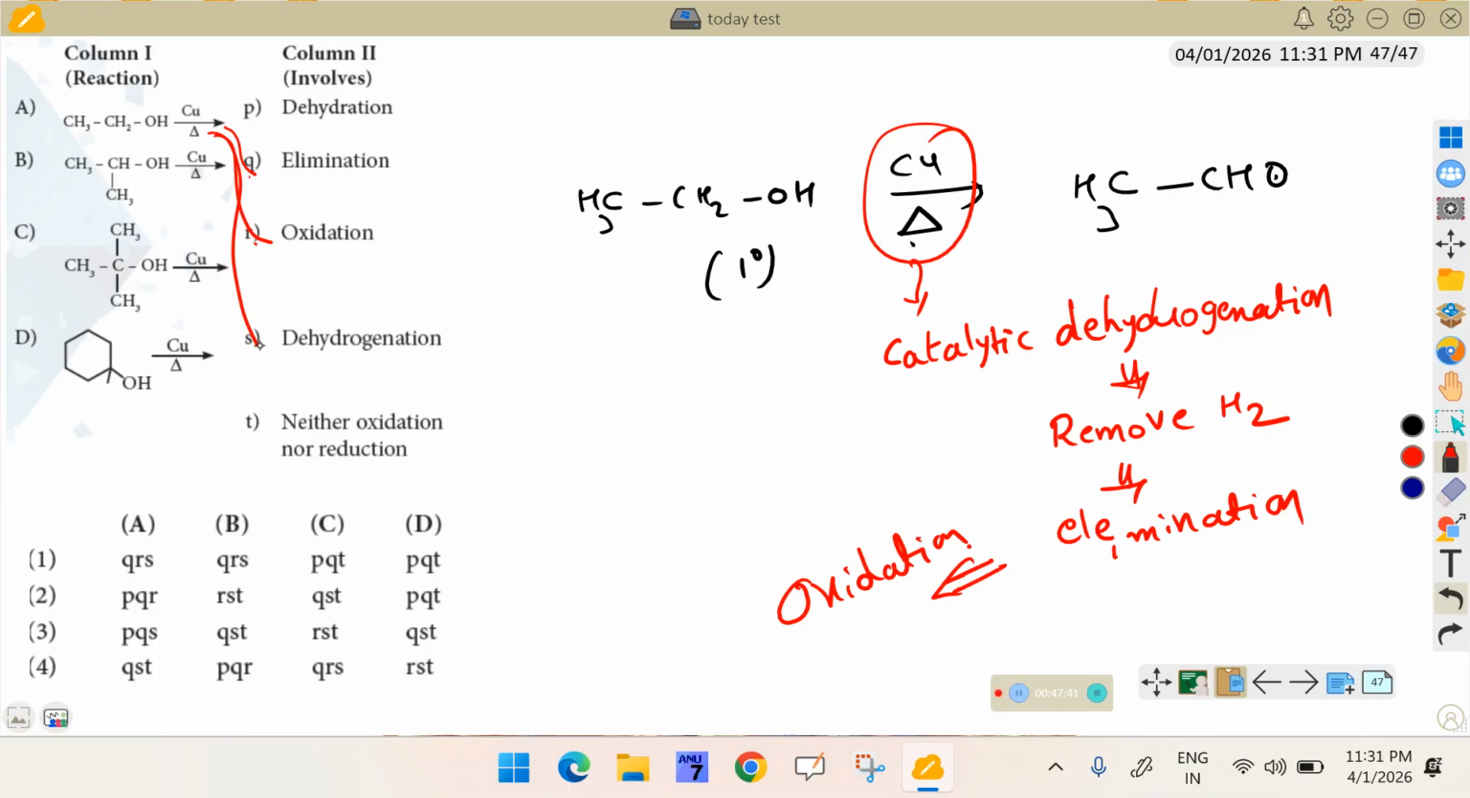QRS. How many options are there? Yes, the first option is the correct option. Thank you.